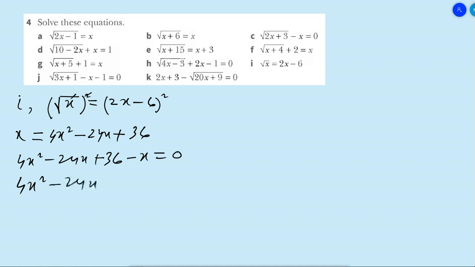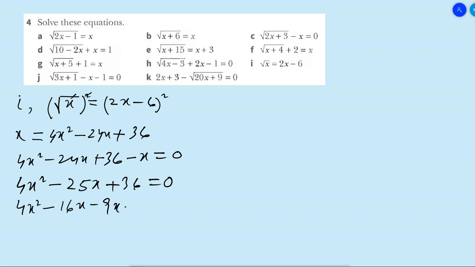Again you are seeing a quadratic equation. So I am applying the middle term break method. I am using a calculator. 36 fours are 144 and 16 nines are 144, and 16 plus 9 is 25. So 4x square minus 16x minus 9x plus 36 is equal to 0.